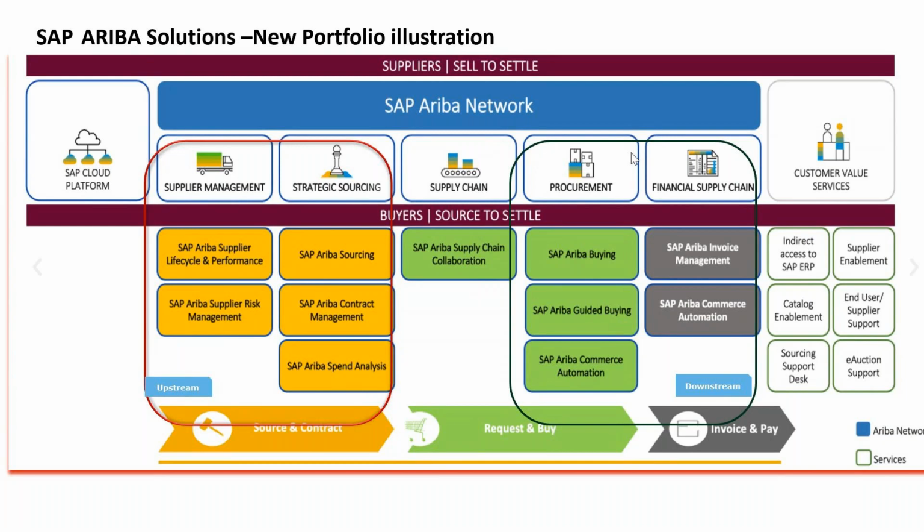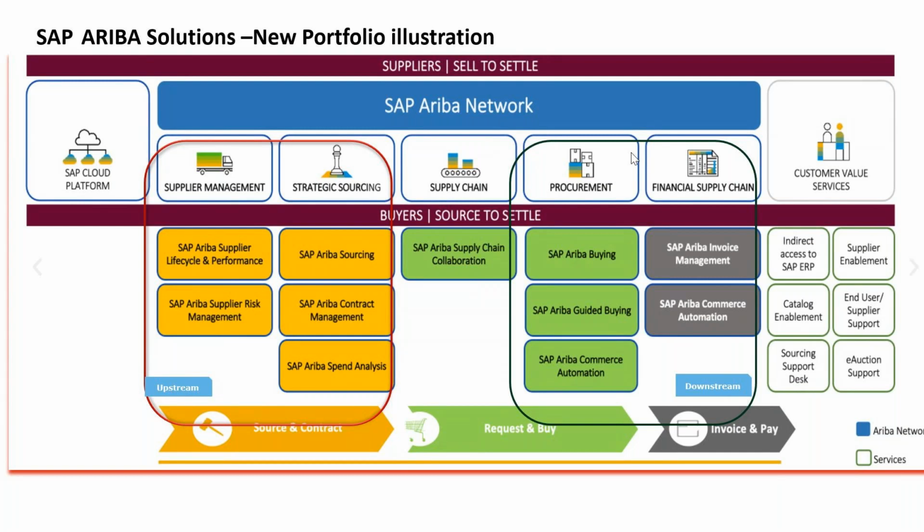Okay. So in SAP Ariba, we have two basic things. One is upstream and the other one is downstream. In the upstream, there are a few modules and in the downstream, there are a few modules. We are going to see in detail what these upstream and downstream modules are, how the architecture of SAP Ariba will be, what components are there in SAP Ariba, and what is the use of each component.